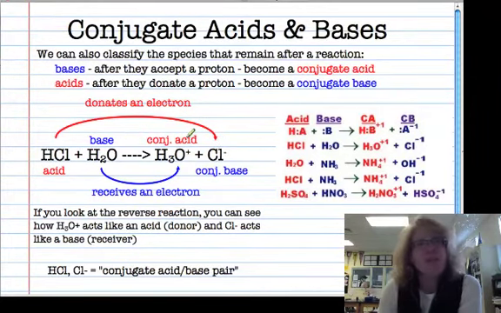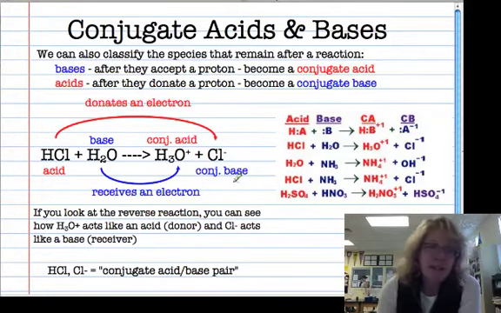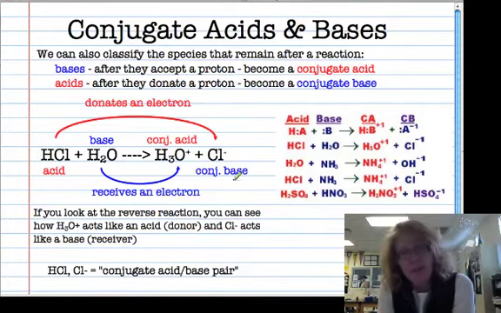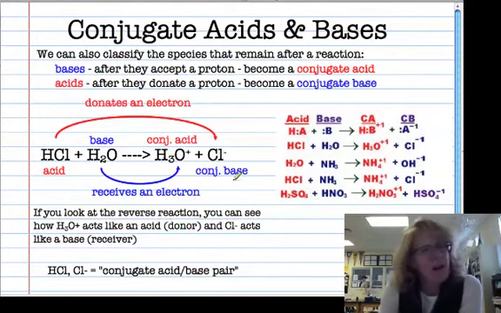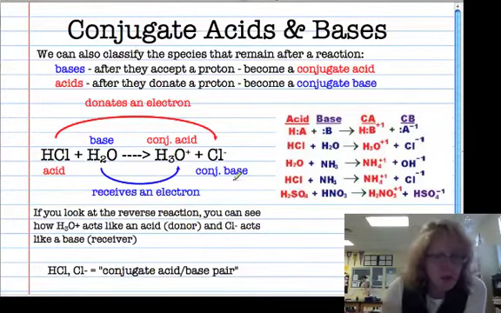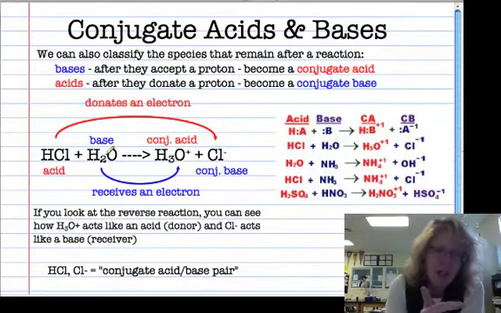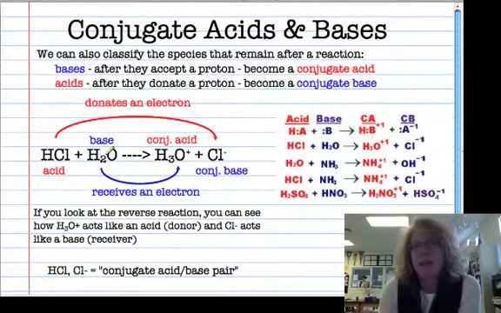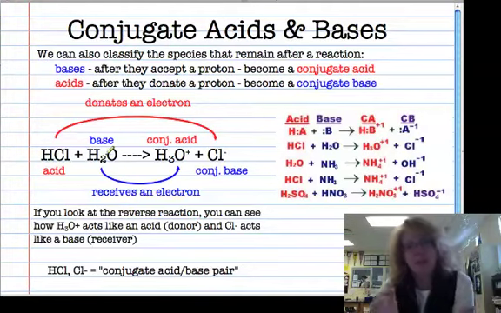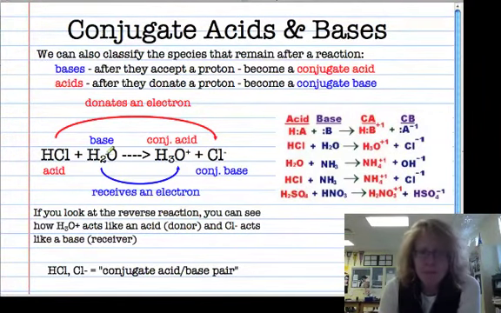A conjugate acid is what's left over after a base receives a proton. A conjugate base is what's left over after an acid gets rid of it. So an acid becomes a conjugate base, and a base becomes a conjugate acid. Why are they called that? Why isn't it just called a base becomes a conjugate base? Well, if you take a look at the reverse reaction, so consider this reaction going the other direction, you can see that this H3O+ is going to act like a proton donor to become H2O. So if we talk about it in the reverse reaction, that H3O+ acts like an acid. So that's why it's a conjugate acid if we talk about the typical forward reaction. So it's a little bit weird.